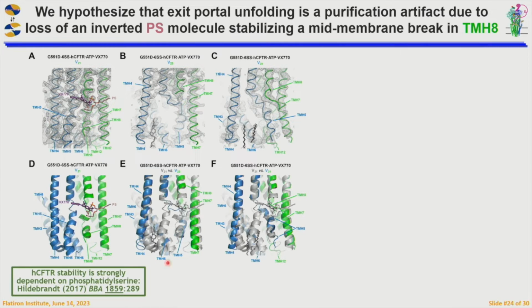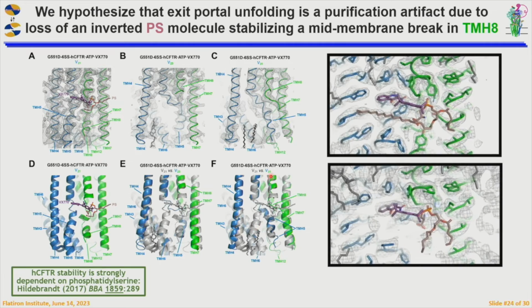This is the exit portal region that I showed you a moment ago, down here in this view of it, right? So that's the exit portal, right behind that helix. That's the N-terminus of helix 8. So what you can see here, even if you look just vaguely, this is the VX770 binding site. The exit portal is down here. You can see that there are dramatically different conformations in here, and it's very clear that the exit portal has entirely unfolded in many of the molecules that we have in solution.